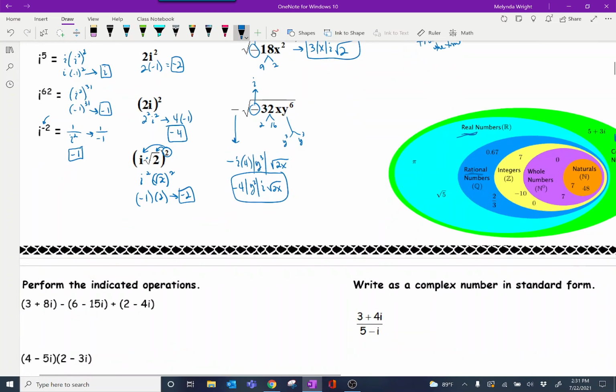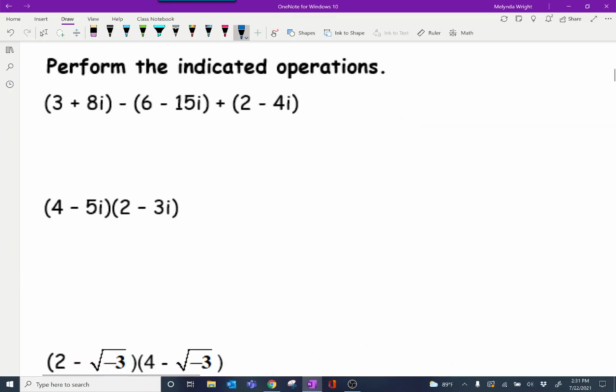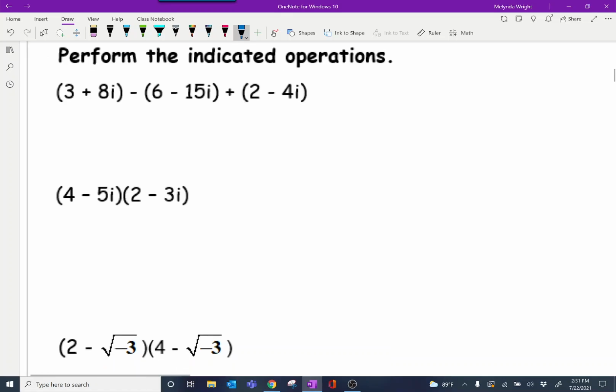Take a look at our second slide. Now we're going to work with operations. When we're adding and subtracting complex numbers, notice these are in the proper form, a plus bi. What we would do is add the real parts together, and then add the imaginary parts together. So we've got the 3, and if you wanted to, you could write it out. You don't have to do this, but some people like to write the real parts out: 3 minus 6 plus 2. And then write the imaginary parts out together: 8i minus a minus, so plus 15i minus 4i. That is a step that you could do if you wanted to.